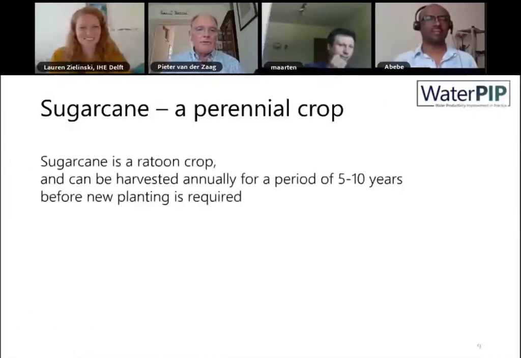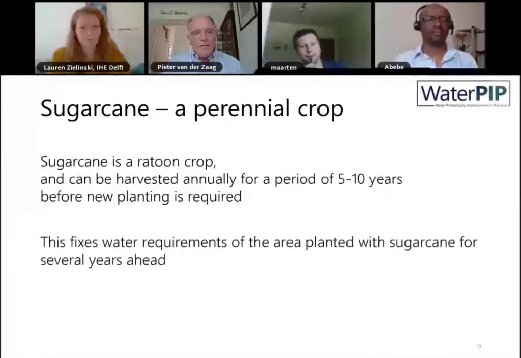Sugarcane is a perennial crop. Have you heard of ratoons? Typically, a crop is standing there for 5 to 10 years. This means that it fixes the water requirements of the area planted with sugarcane for several years ahead. And that's a very important implication for basin management.